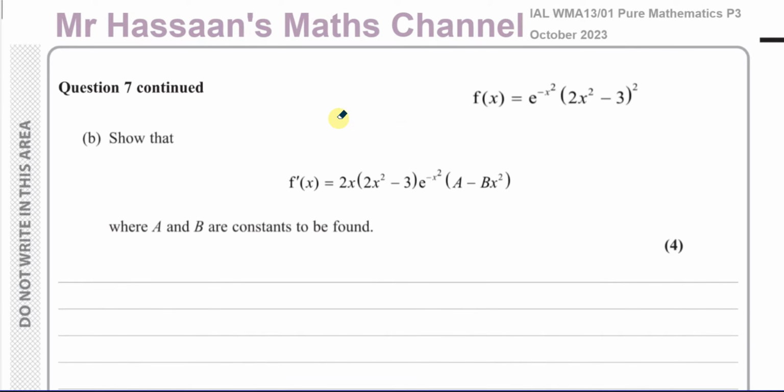Now for 7, part B, it says, show that f dash of x, when you differentiate the function, you get 2x times (2x minus 3) times e to the power of minus x squared times (a minus bx squared), where a and b are constants to be found. So we have f of x equals this. This is the original function from the question. So we have a product of 2 separate functions.